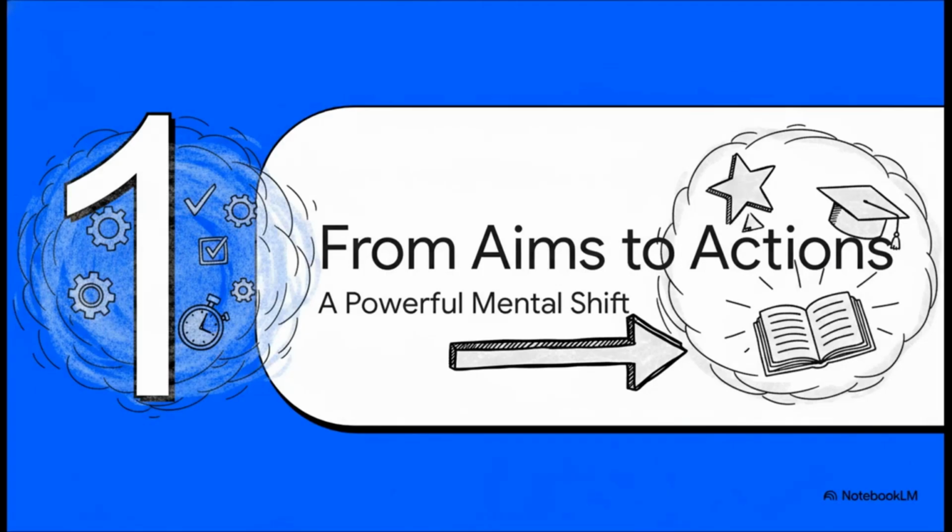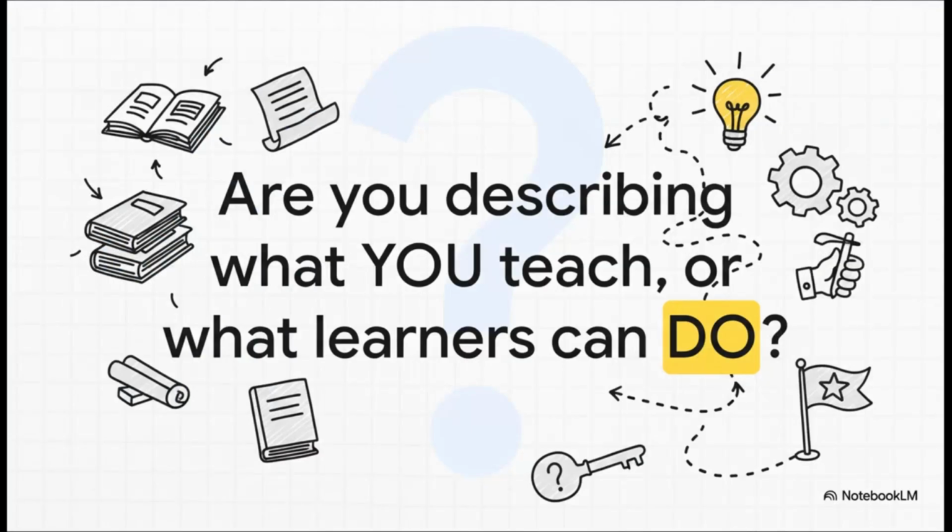All right, first up, we need to make a small but really powerful mental shift. It's all about moving our focus away from our activities and onto the learner's achievements. So I want you to do something for me. Just for a second, think about one of your courses. When you describe it, are you listing off the topics you'll cover, the lectures you're going to give? Or are you describing what your learners will walk away being able to actively do? This question, right here, is the absolute key to unlocking really effective learning outcomes.